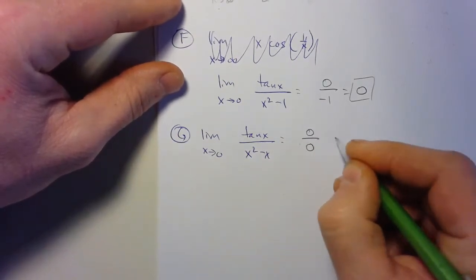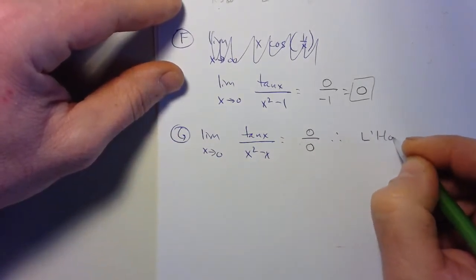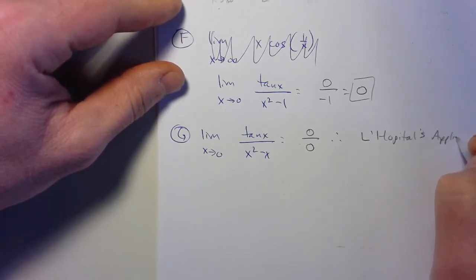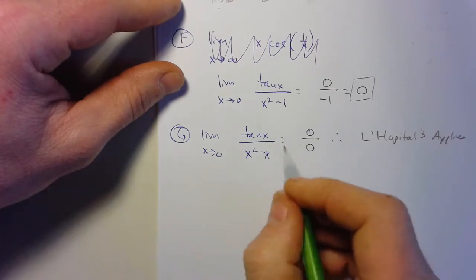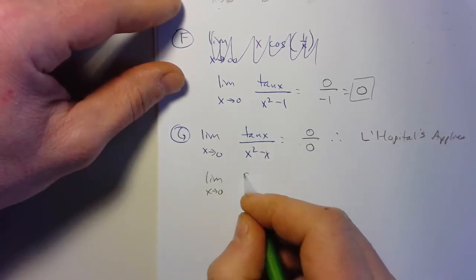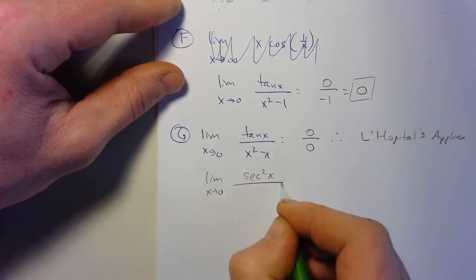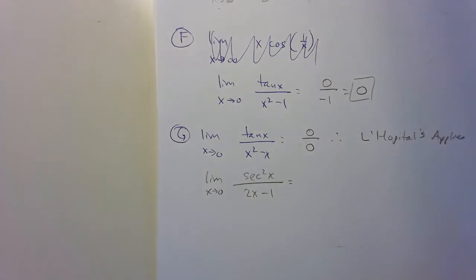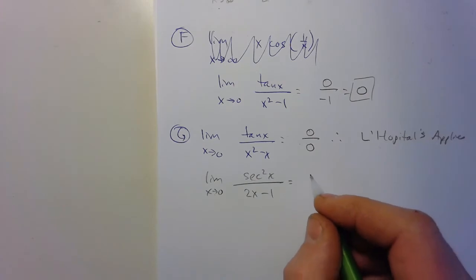0 over 0, therefore L'Hopital's applies. The derivative of the numerator is secant squared. Derivative of the denominator is 2x minus 1. If I plug in 0, now maybe you don't know secant, but you do know cosine, right? Cosine of 0 is 1. Secant is the reciprocal of cosine, so it's still 1, and squared is 1.